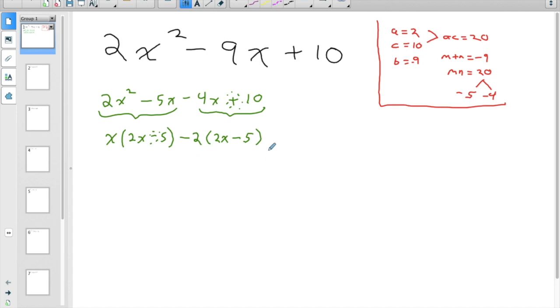So I can factor the greatest common factor, which is this 2x minus 5, out, which leaves me with x minus 2, and then both of these get factored out to give me my 2x minus 5. And this is the factored form of my original equation.